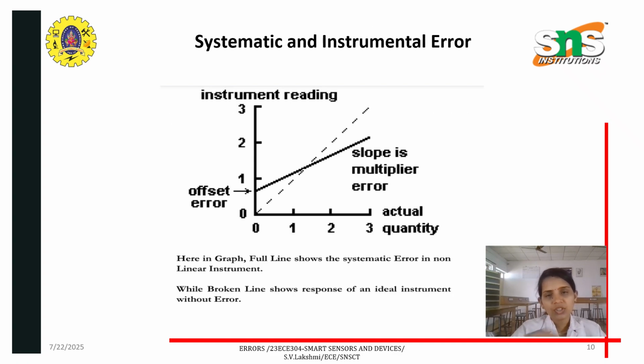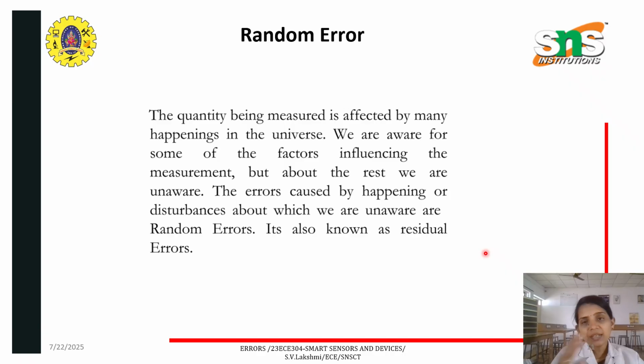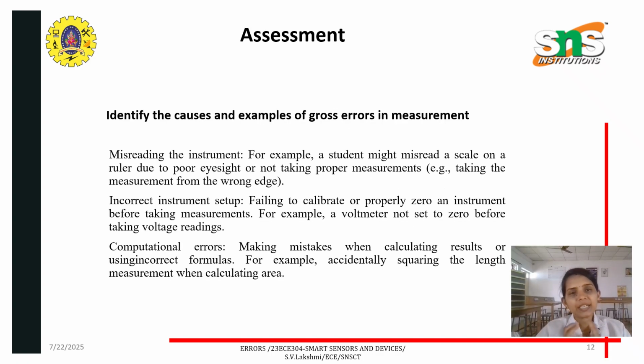This is the relation between the instrument reading and the actual reading, showing how the slope is when error occurs. We could see that here we have an offset error. Offset error indicates a shift from the reference point, especially on the y-axis. And random error, we cannot find out the exact reason. It just happens as such. We would be unaware of what is causing such errors, and this is also called residual error. So today's assessment: identify the cause and example of gross error in measurement.